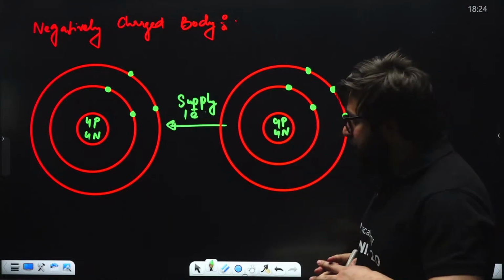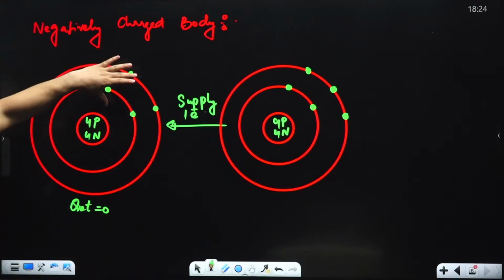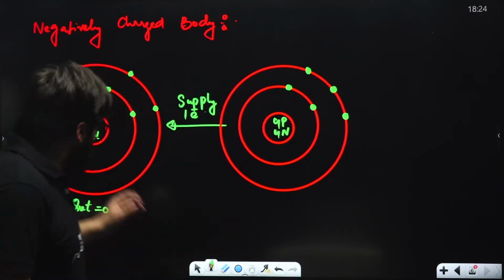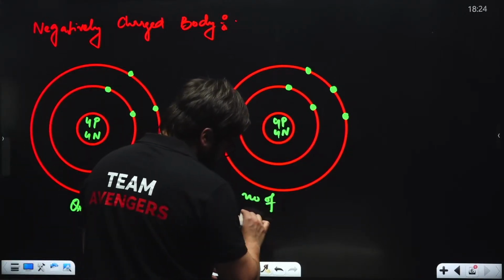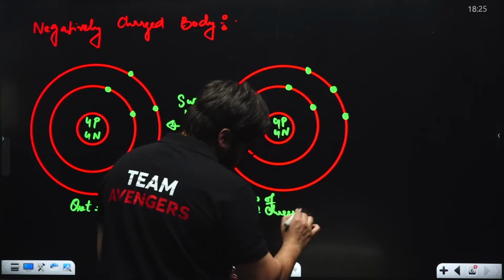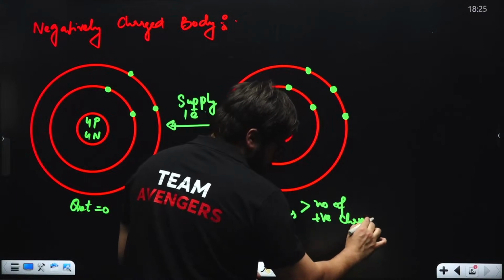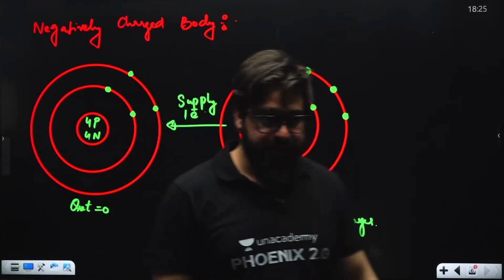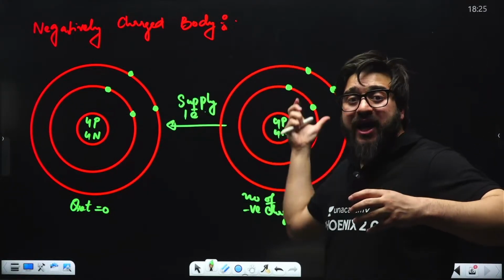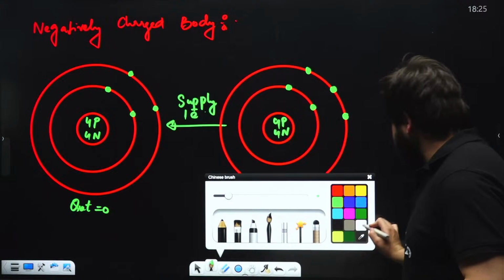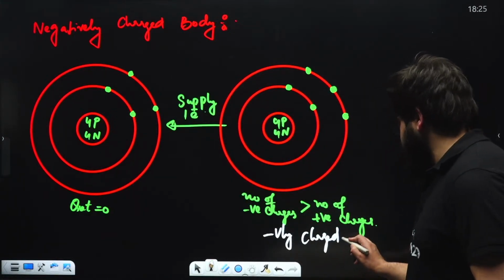Now here, you tell me one thing. Sir, initially net charge in this case is 0. Why? Because the amount of negative charge is equal to the amount of positive charge: 4 protons, 4 electrons. But over here, the number of negative charges is greater than the number of positive charges. So when negative charge becomes greater than positive charge, this becomes negatively charged. As simple as that.